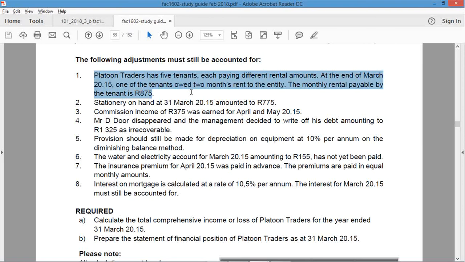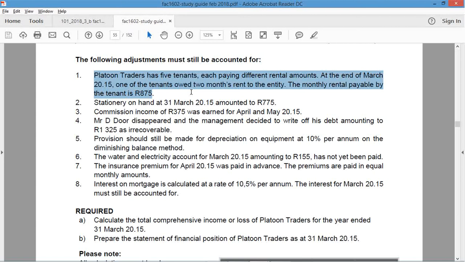You need to pull out what's important here. So the first step in an exam, if this was the question, what must I do? First, understand what the actual adjustment is telling me. You need to put yourself in the business's shoes. So this is your business. You've got 5 tenants. At the end of March, one of your tenants still owes you for 2 months. Is that good or bad for you?